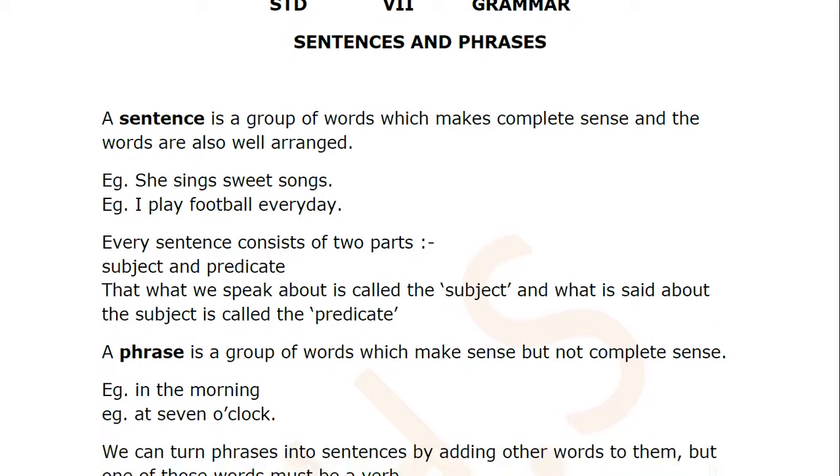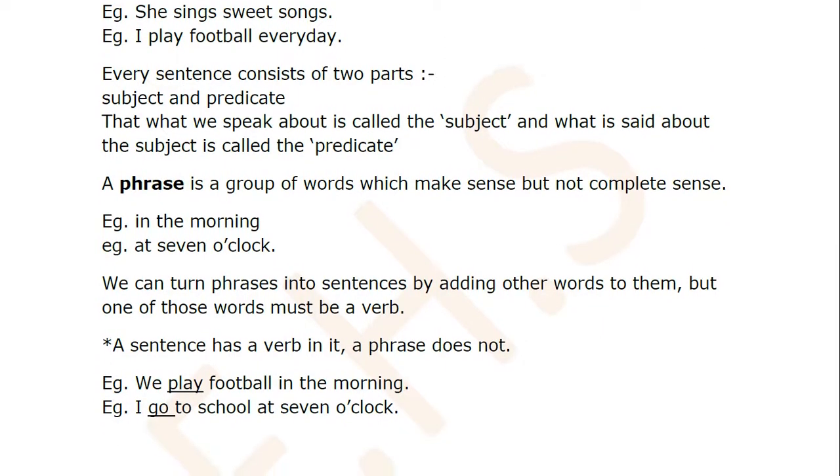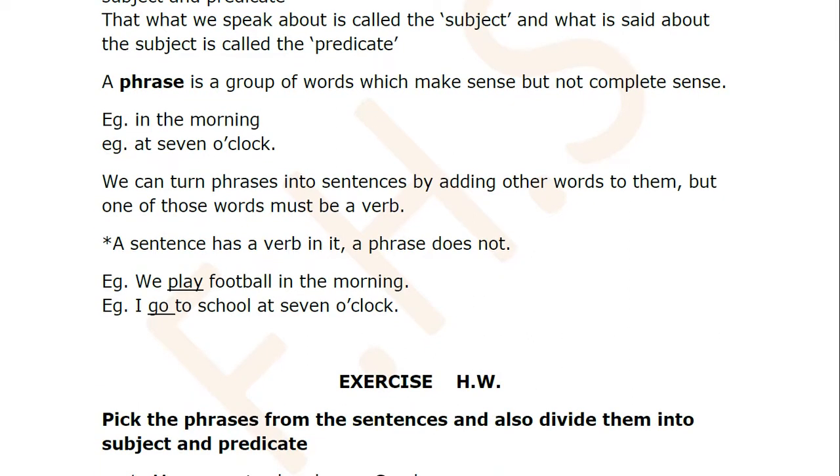Now, what is the difference between a sentence and a phrase? A phrase is a group of words which makes sense but not complete sense. Example, in the morning at 7 o'clock. So here you can see it is part of a sentence, but it makes some sense. You can understand. In the morning, what happened? Did you get up in the morning? You didn't get up in the morning. There was an earthquake in the morning, or you are not going to get up in the morning. There's nothing mentioned before that. So it's a part of a sentence, but it's not a complete sentence. When you listen to this part of a sentence, it makes some sense. You can understand something, but whatever you understand is not complete.